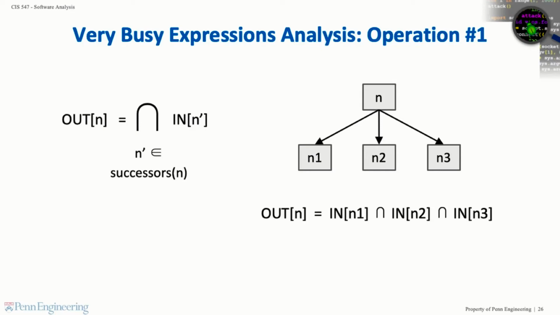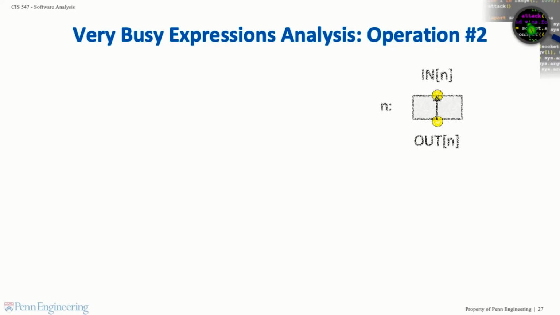Then, the set of facts at the exit of node n is the intersection of the sets of facts at the entry of nodes n1, n2, and n3. The second operation of very busy expressions analysis tells us how to compute the set of facts at the entry of a particular node from the set of facts at the exit of that node.